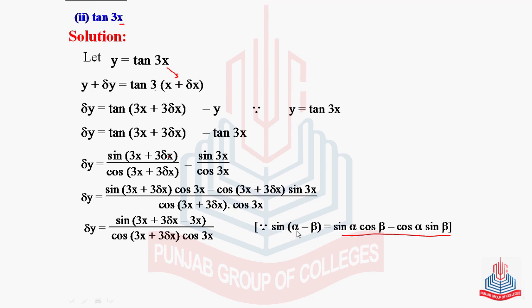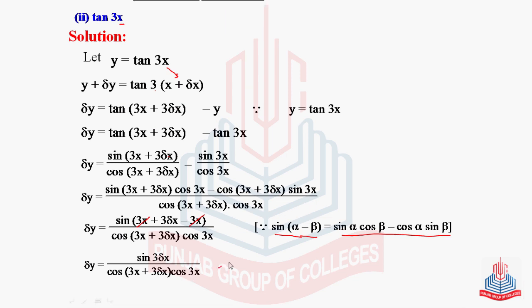By applying this formula, sine(alpha minus beta), alpha is here 3x plus 3 delta x and beta is 3x. So using this result, we can write sine of alpha, which is 3x plus 3 delta x, minus beta, which is this 3x, and the denominator will be as it is, cos(3x plus 3 delta x) into cos 3x. The 3x will be cancelled out, and we have sine 3 delta x divided by cos(3x plus 3 delta x) into cos 3x. So we just completed our simplification step here.